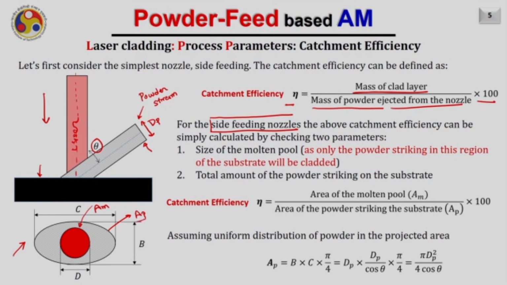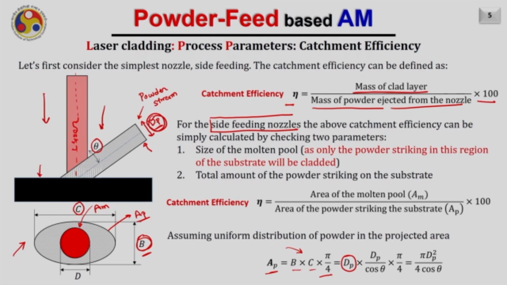To find AP, I already know dP, so it will be very easy. AP will be equal to the length of the minor axis B times the length of the major axis C times pi by 4. Here we can easily find the value of B, because B is the same as dP. So the diameter of the nozzle is equal to the minor axis of this projection, but the major axis C will be different and will depend on the angle theta.